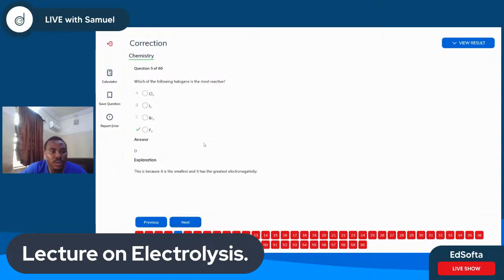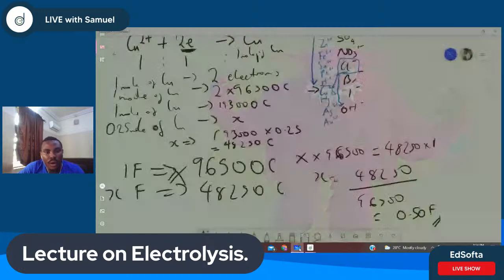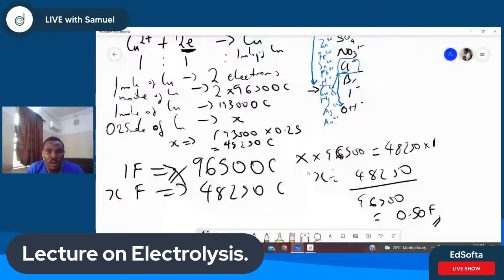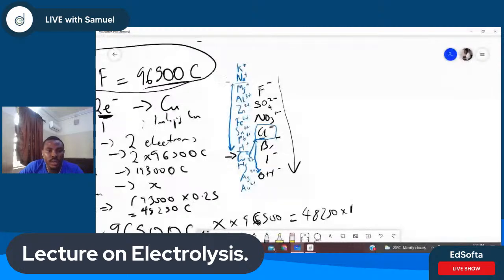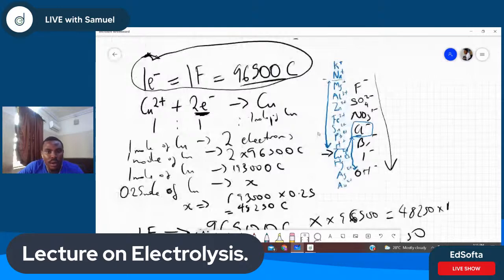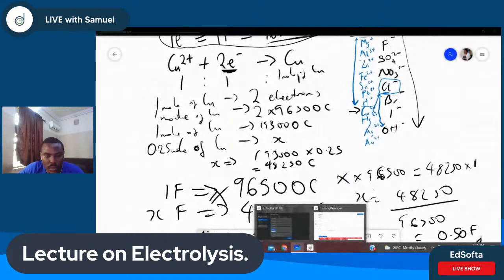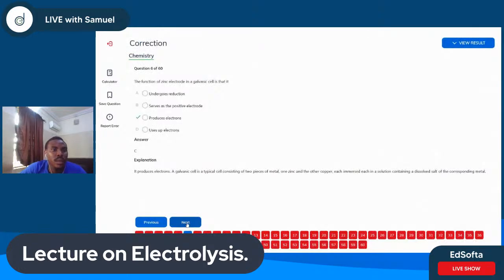So which of the following halogens is the most reactive? Fluorine, yes. That's the highest electronegativity. Yes. As you can see, this is on the electrochemical series. You can see that the electrochemical series can help you to understand that better. So let's continue. Let's see if we can find more questions. So the anode for electrolysis of brine is carbon, yes.